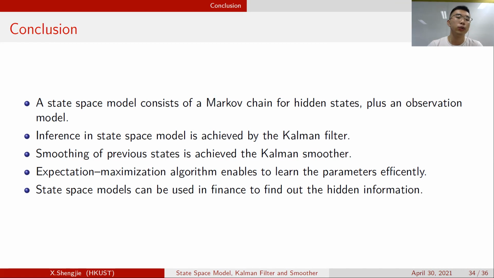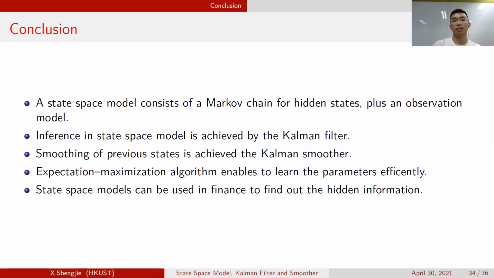So when you want to use these state-based models in other financial applications, it's pretty simple. You can construct a state-based model, or perhaps you don't know which state you want, you can just have a try, put in some states. You may not know how the state transitions from t-1 to t. You can set it as a parameter, and you can learn it with the EM algorithm. In this way, you can find out the hidden information in some observation.